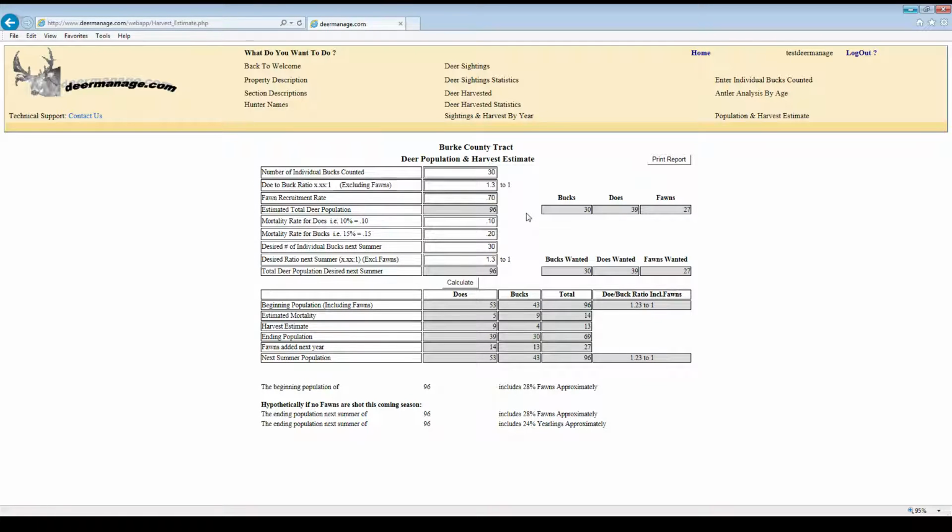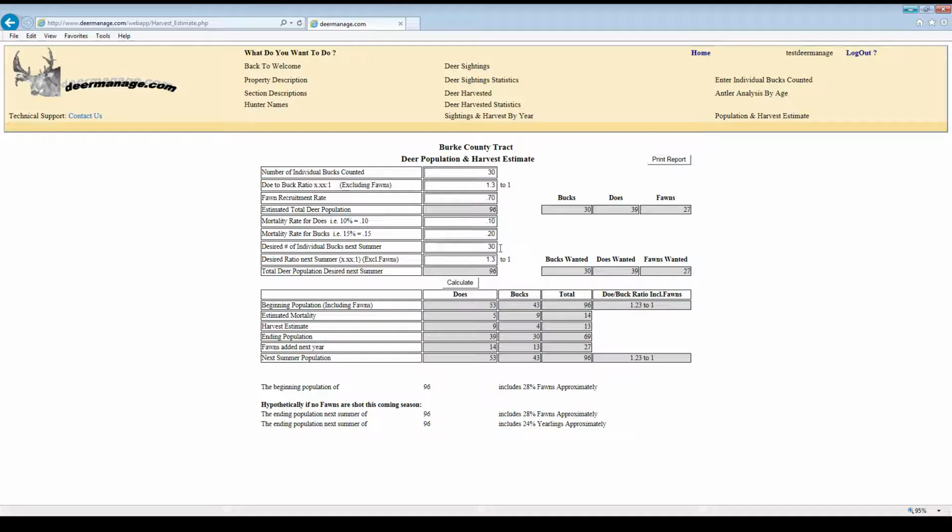What it's doing now is it's calculated basically our estimated deer population. It's estimating our mortalities, and it's telling me what my deer population will be next summer. So we're starting out with 30 bucks, 39 does, and 27 fawns, and those are calculated by using the doe to buck ratio and the fawn recruitment rate.